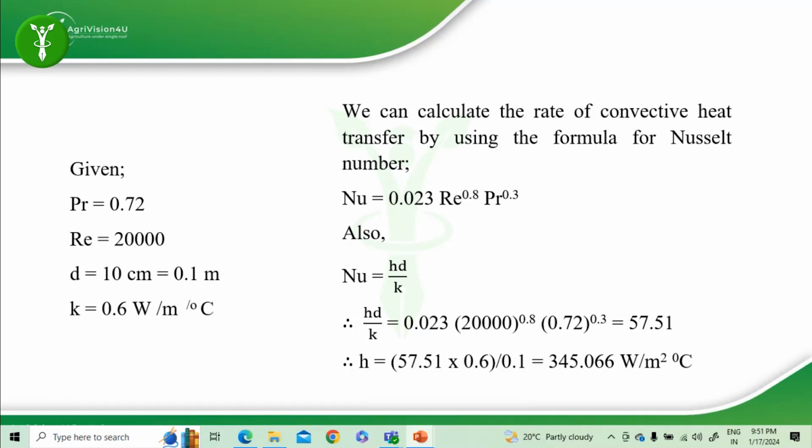Getting the answer? So the value of H will be 57.51 multiplied by 0.6 divided by 0.1, which is 345.066 watt per meter square per Celsius. Let us move on to the next problem statement.